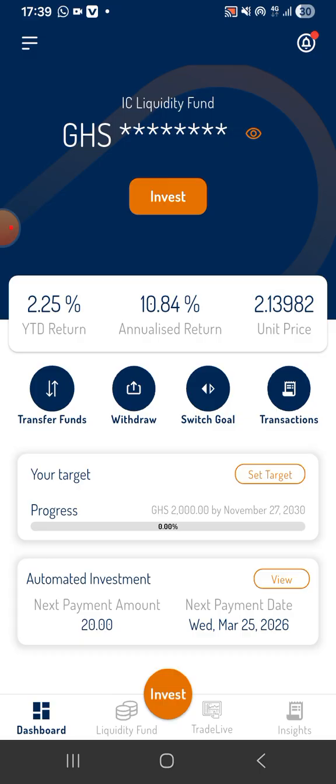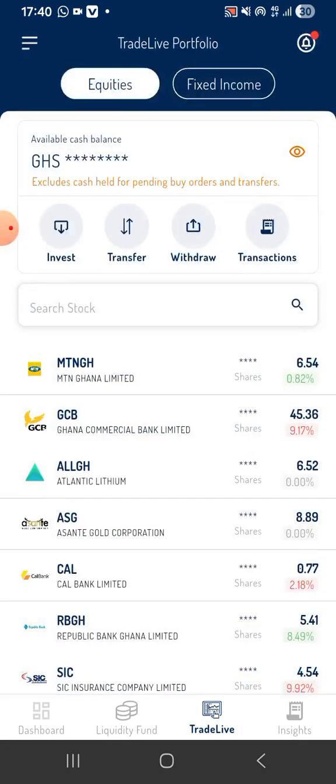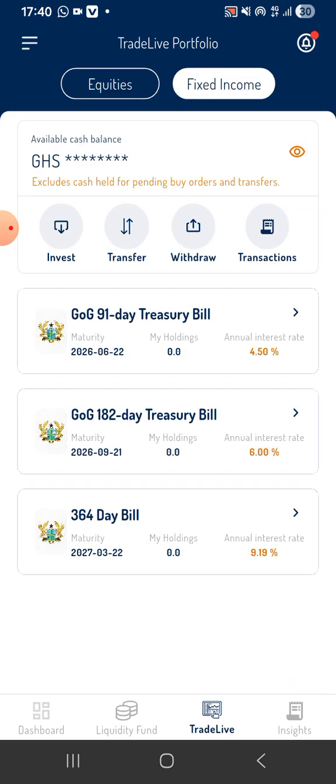It's something that you can do. You can also invest in the Ghanaian stock market, so you need to click on Trade Life. In Trade Life, we have the equities at the top, and then the fixed income. The equities deal with the stocks and the ETFs. When you click on fixed income, you can see the treasury bill rates. If you want to invest in T-bills, the 91 days is there, the 182 days is there, and the 364 days, so basically 3 months, 6 months, and 1 year. These are the rates that you can get if you want to invest.